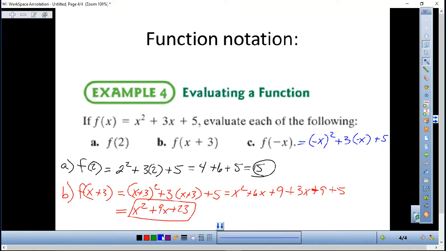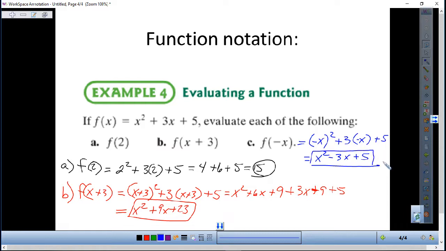All right, and then when we go to simplify, what's going to happen? Well, we have negative x squared. Anytime you square a negative, you end up with a positive. So we end up with positive x squared. 3x times a negative x gives me negative 3x, and then plus 5. So there is f of negative x.